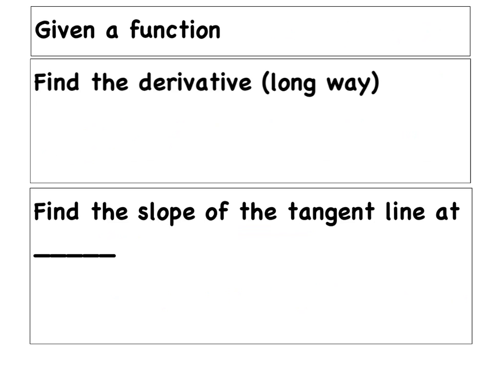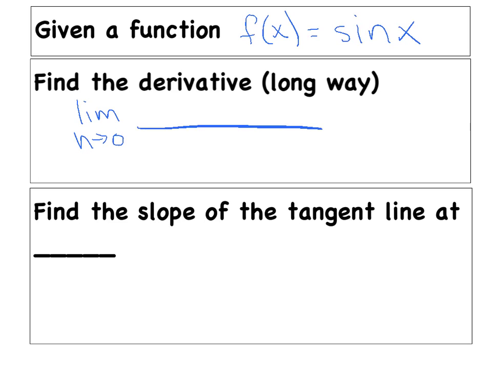So as a warm-up here, I want you to consider the function f of x equals sine of x. And I want you to find its derivative the long way. So we would take that definition and say, well, it's the limit as h approaches 0, and I'm going to substitute the quantity x plus h in for x, and then I'm going to subtract the original function, and then I'm going to divide by h.